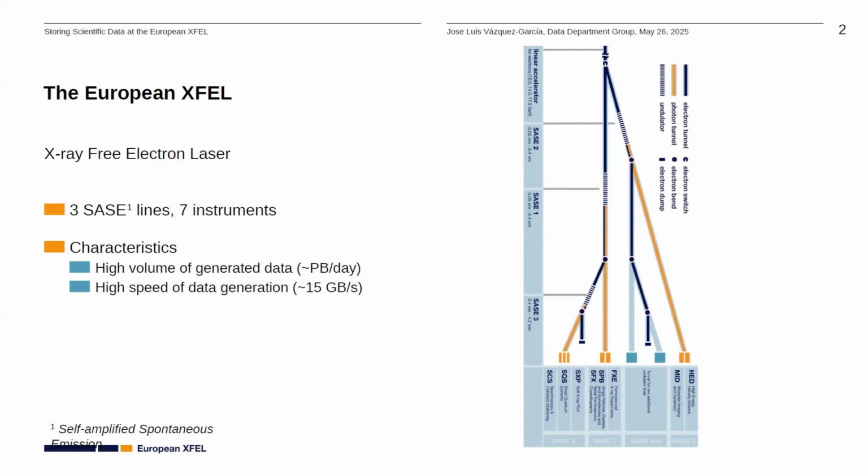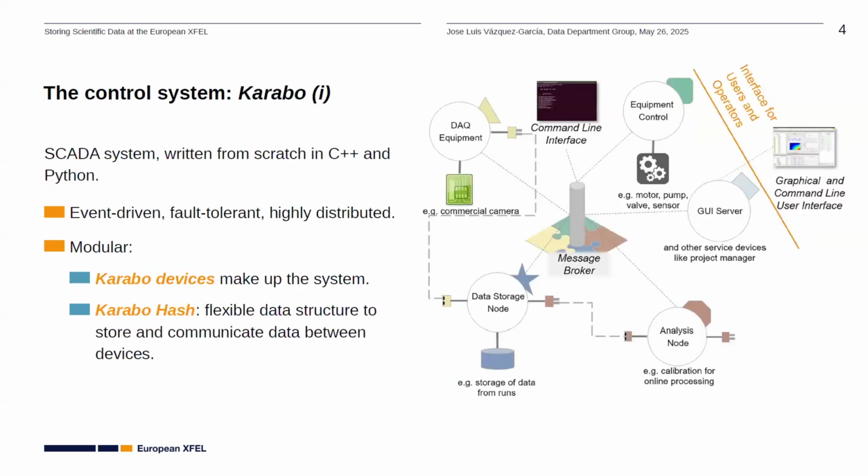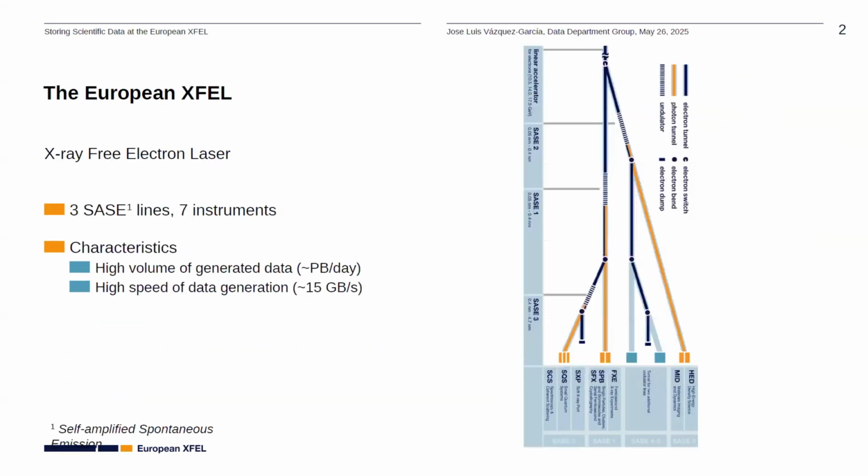So there is a tunnel, and the purpose of the tunnel is to accelerate electrons. The electrons come along the tunnel. At some point, they reach this area. This area is called undulator. And when they go through the undulator, they generate X-rays. And the X-rays end up here in these lines. Here is where the experiments are, and it's where the science is being made.